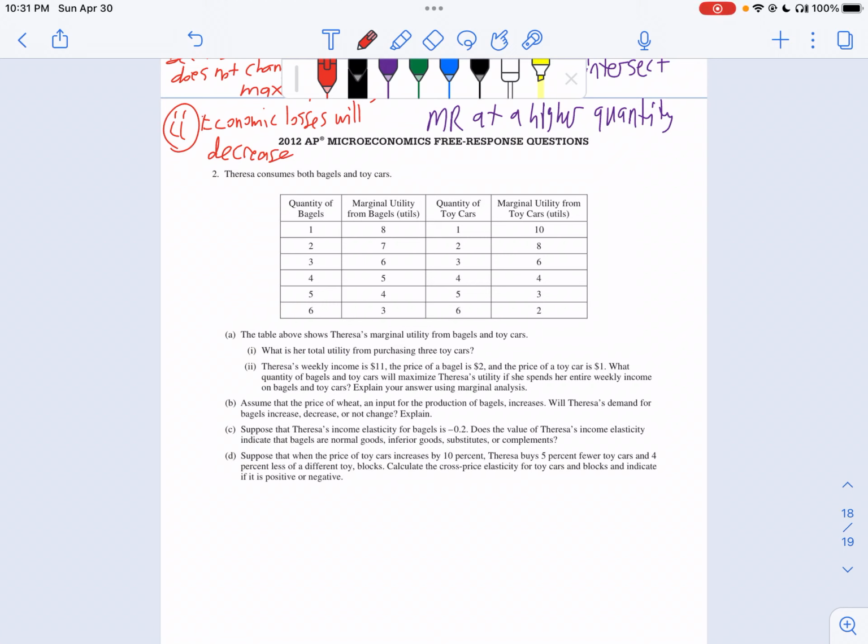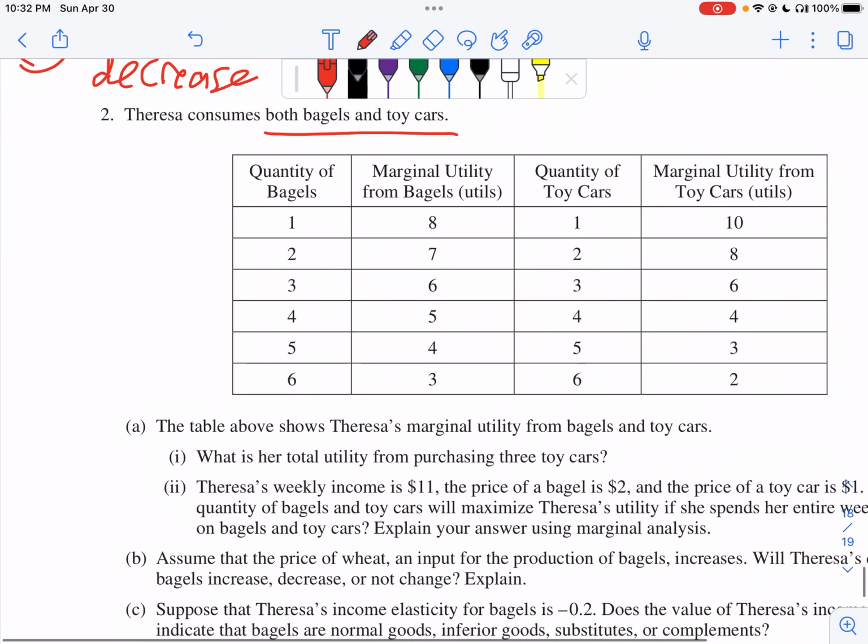All right, hey guys, we are now on the second question for the FRQ for the 2012 microeconomics exam. So, right off the bat here, we have Teresa, and she is consuming both bagels and toy cars. Remember when I told you, as soon as you see two goods, the first thing that goes through your mind is MUx over price of X, MUy over price of Y, without even reading any part of the question. As soon as I see two goods, I write that down. I don't want to forget that. So let's see what happens here.